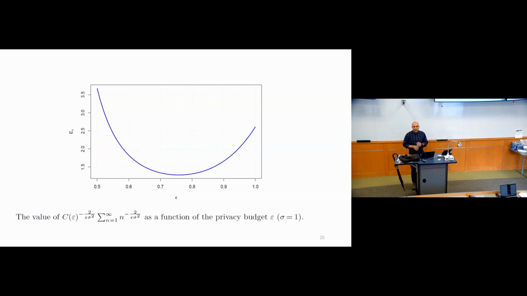Because oftentimes there is a question of how to set the value of epsilon. In this particular case, some value around 0.76 ends up to be normatively the best. It protects privacy, and it's the best possible for the quality of learning.